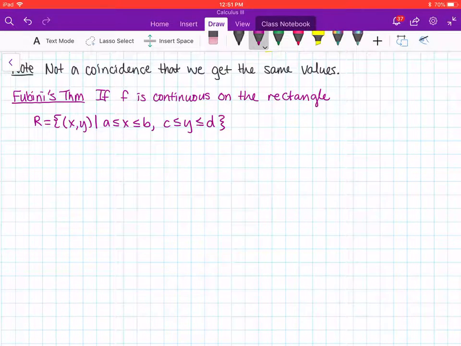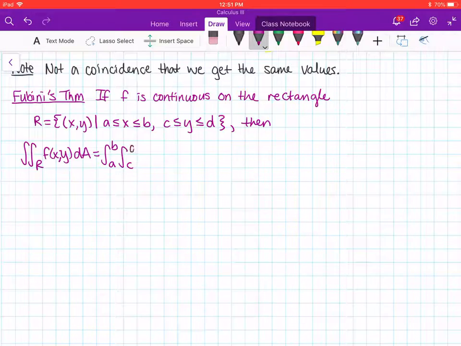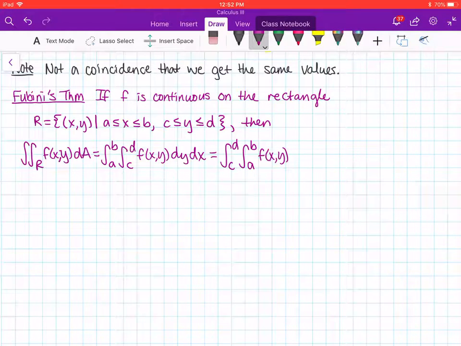Okay, then Fubini's theorem says if we're trying to find this iterated integral, then we can either do it with respect to y first, or we can switch the limits of integration and do it with respect to x first. Alright, so it's really nice.